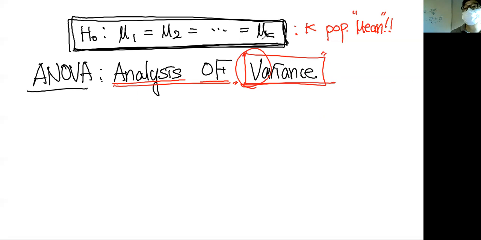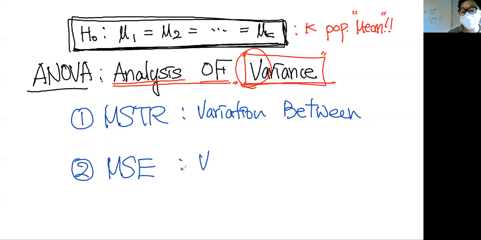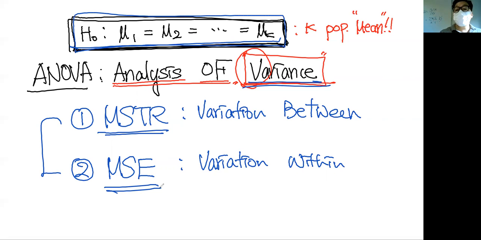Because we are going to use the two variances. One was MSTR. Another variance is the MSE. I can interpret it as the variance, a variation between, and MSE is another variation within, inside. So because of that, simply we use the variances, MSTR and MSE, but remember, we want to compare the population means. Okay, yeah, so be careful.